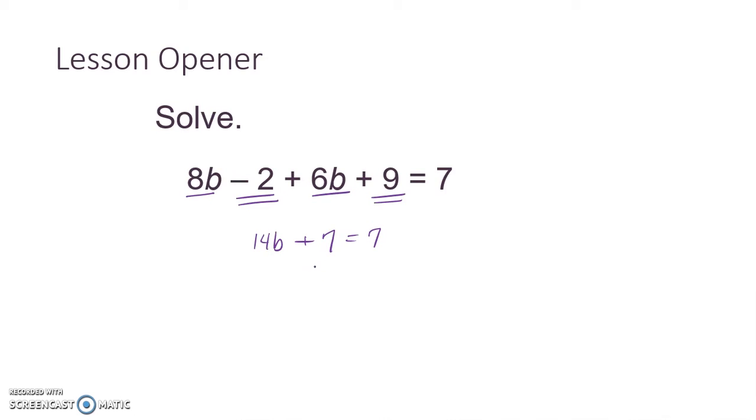Then we're going to go ahead and solve our 2-step equation from here. So we'll subtract 7 from each side. We end up with 14b equals 0. Divide by 14 to get our b all by itself, and we end up with b equals 0.